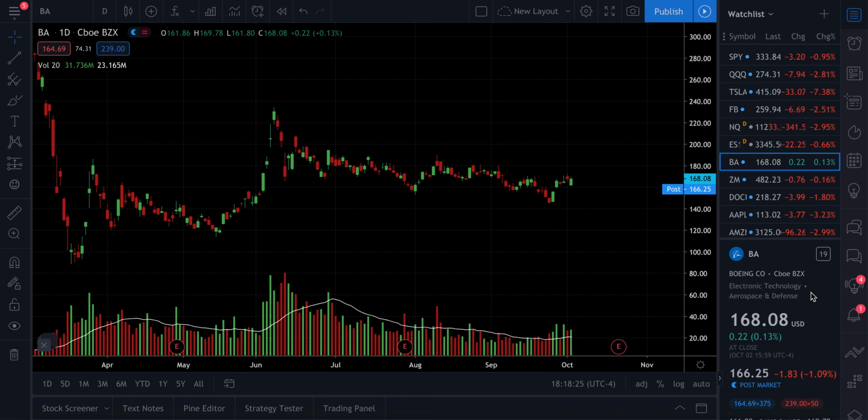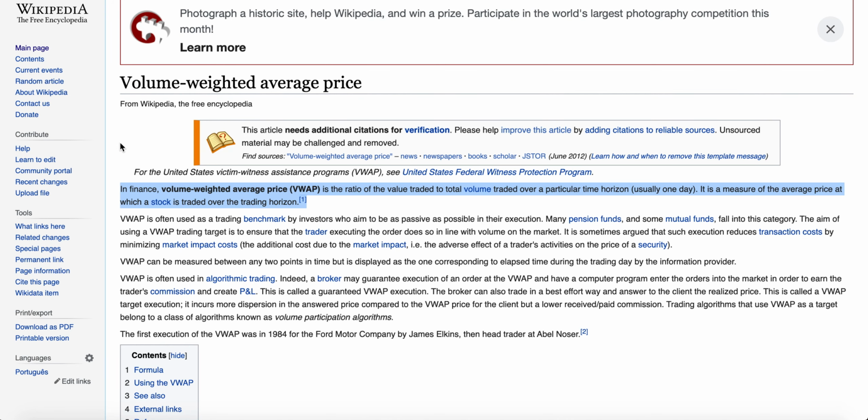So today we're gonna talk about VWAP. How do we add VWAP to TradingView? Kind of understanding what is VWAP and also how do you trade a VWAP. So let's get it started. Let's go with the definition. What is VWAP? VWAP stands for volume weighted average price.